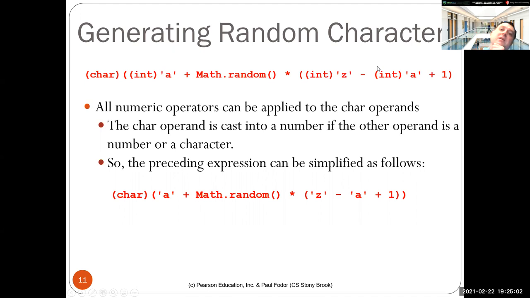Because the distance between the two doesn't include the last character, and math.random returns between zero and one, but not including one, we add one to it. Now, after we drop all the types, A is an integer, so we don't need to cast it to an integer. Z and A are integers, we don't need to cast them. We get one single expression: A plus math.random multiplied with z minus a plus one, everything, because it's a double now because of math.random, cast it to a character. This will give us a random character from A to Z. If you want from zero to nine, you replace A with zero in both places and Z with nine. That will generate a random digit between zero and nine, any one of the digits.